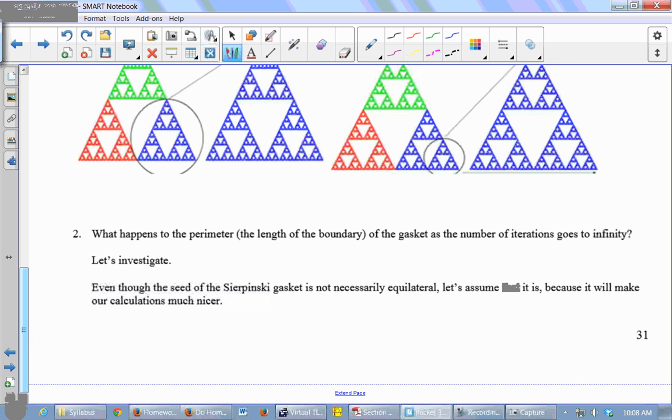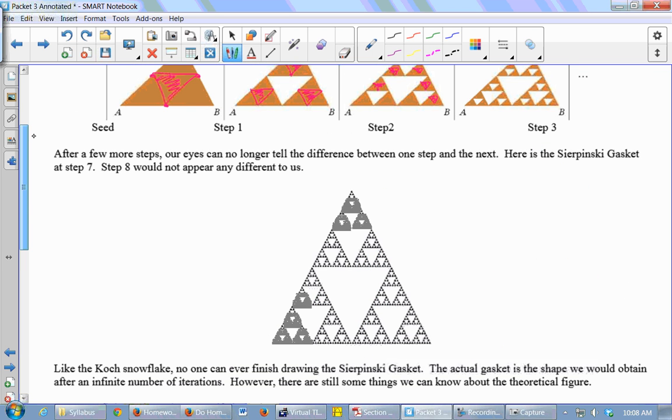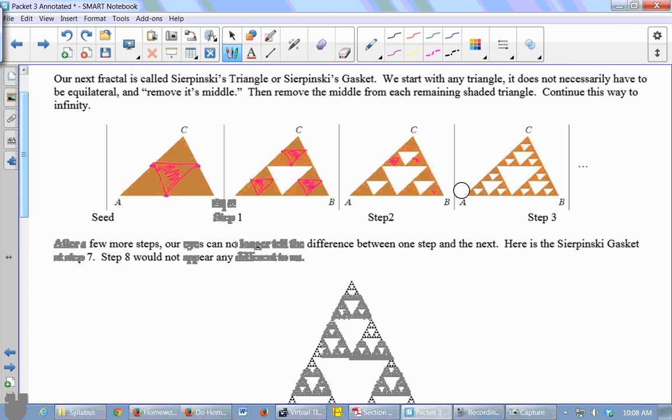So what happens to the perimeter, the length of the boundary, as the number of iterations goes to infinity? What do you think? Any conjectures? Okay, it kind of depends on what we think of as perimeter. Let's look at these. Yeah, well, the outer perimeter stays the same, but I'm thinking of the boundary.